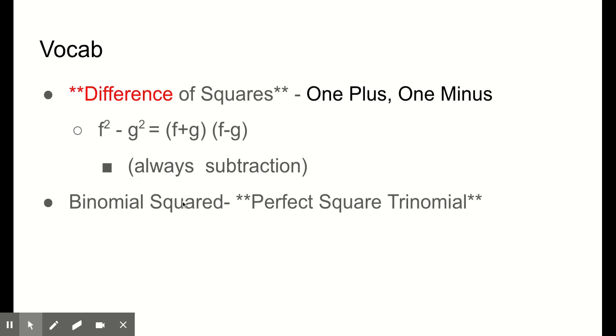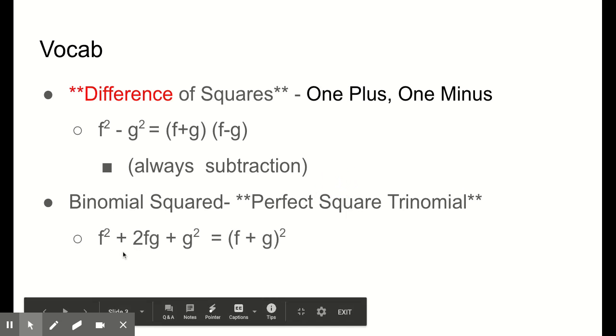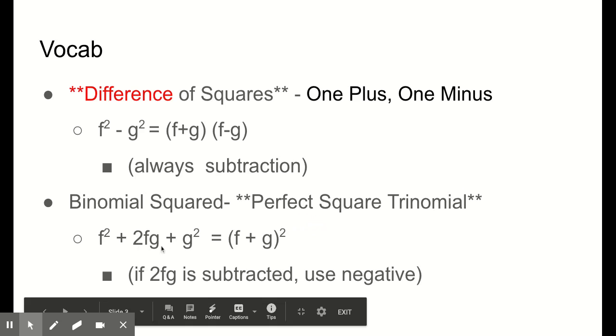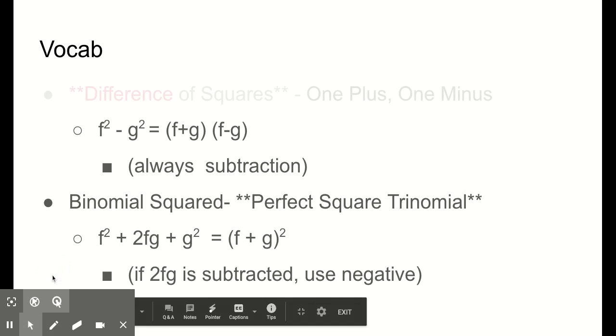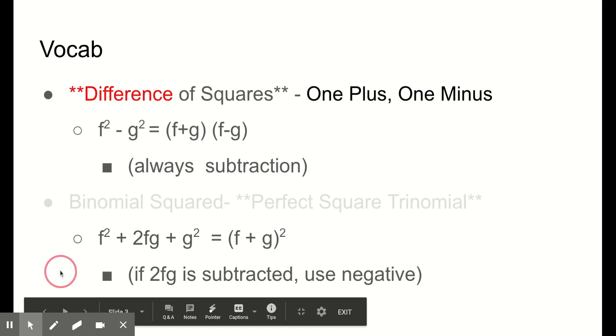The binomial squared is what gives us that perfect square trinomial. So we want to check to see if we have that perfect square trinomial. And that pattern will factor down to f plus g squared. Now, if the 2fg term, the middle term, is subtracted, that's going to give us a negative within our factored form. All right, so let's take a look at some examples so you can see what they look like.